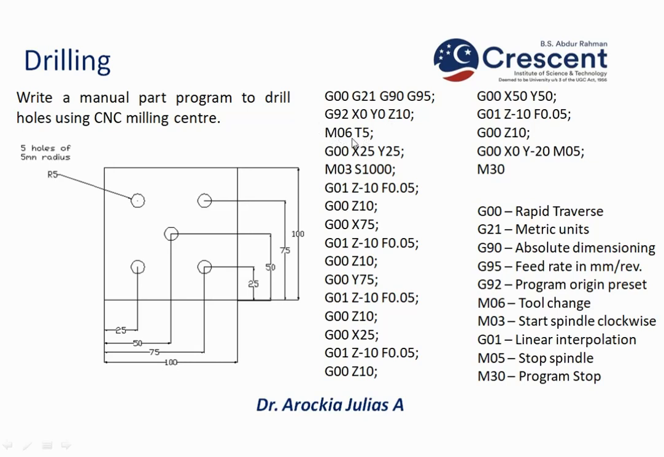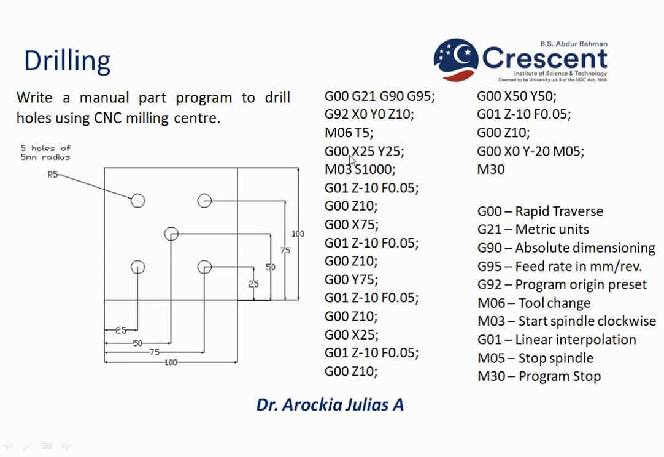Now M06 is for tool change. So we are going to use M06 and T5. T is tool number, T5 represents the number of the tool. Here you have to be careful that this tool number should be the same in the machine. So here in the program we are writing that there is a tool at number 5. In the same pocket in the machine the same tool should be loaded.